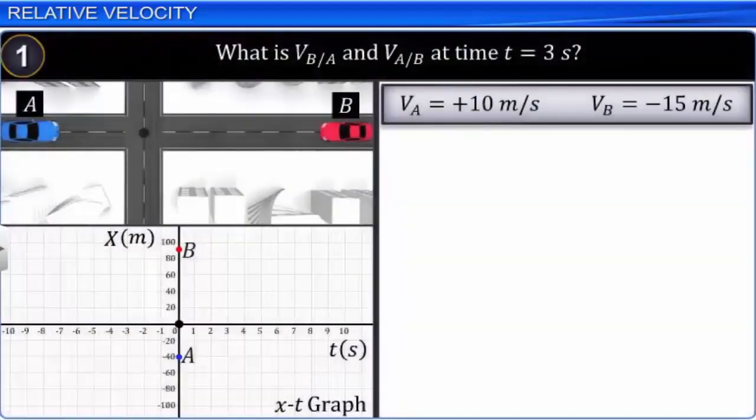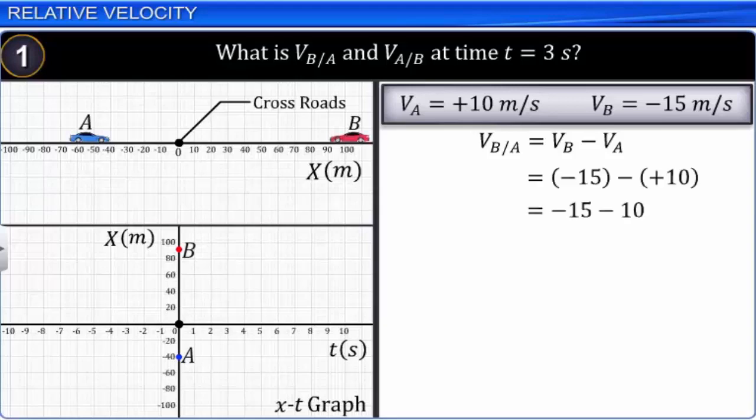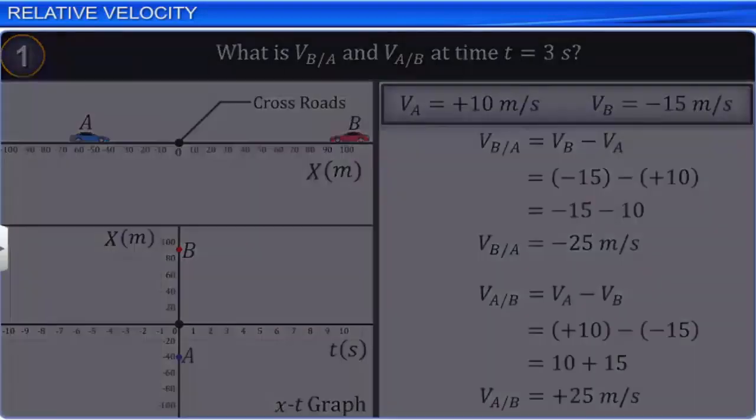VB by A is equal to VB minus VA. By substituting and simplifying, we get VB by A equal to minus 25 meter per second. Similarly, VA by B is equal to VA minus VB. By substituting and simplifying, we get VA by B equal to plus 25 meter per second. When and where the two cars cross each other?